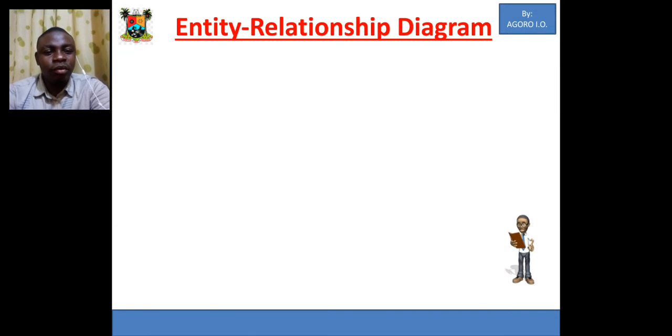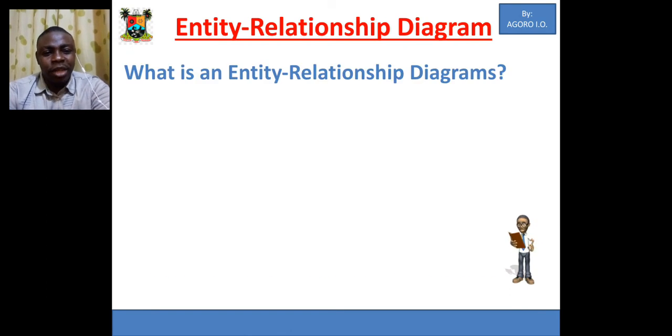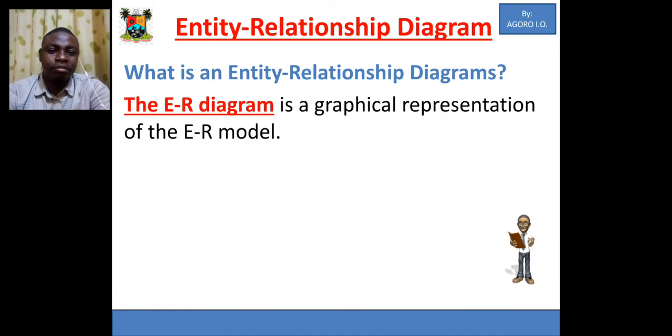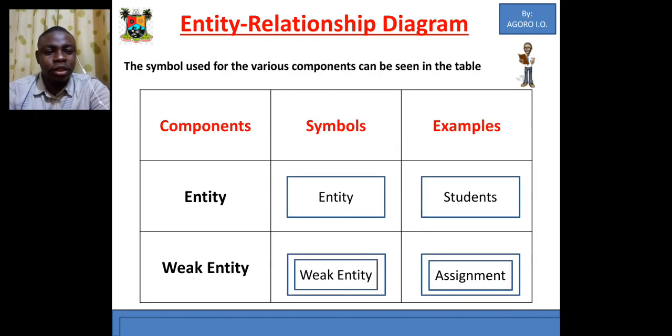Now, let us look at entity relationship diagram. What do you understand by entity relationship diagram? The entity relationship diagram is a graphical representation of the ER model. Now we are going to look at the symbols one by one. As the definition says, it is a graphical representation of the ER model, so we have symbols that we use to represent each of the components of the ER model. Like entity, we have a symbol that we use to represent entity. We have a symbol that represents relationship, and so on.